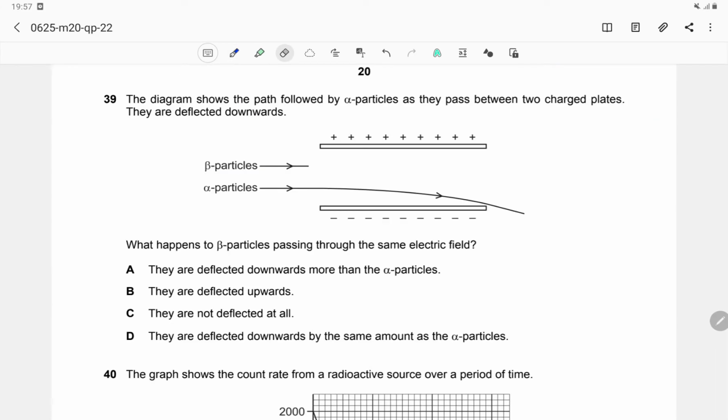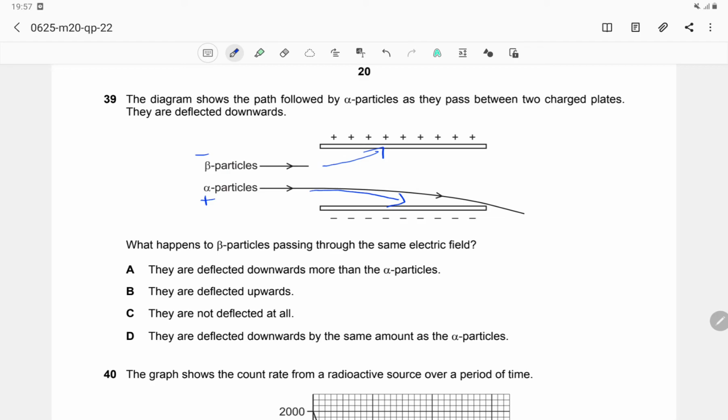Question 39. The diagram shows the path followed by alpha particles as they pass between two charged plates. They are deflected downwards. What happens to beta particles passing through the same plates? Here you need to know the charge of an alpha particle is positive, whereas the charge of a beta particle is negative. Since the alpha particle is positive, it will get attracted to the negative side. Likewise, the beta particles are negative, so they will definitely be attracted to the positive side.